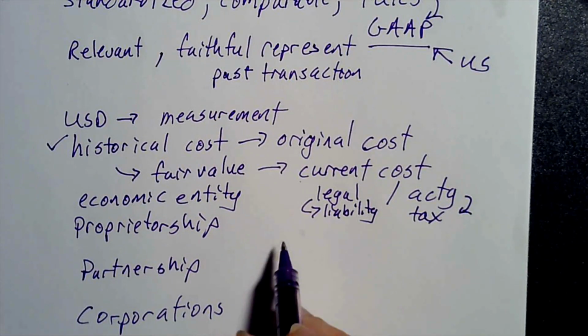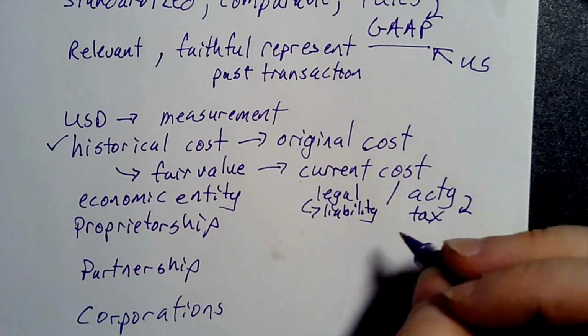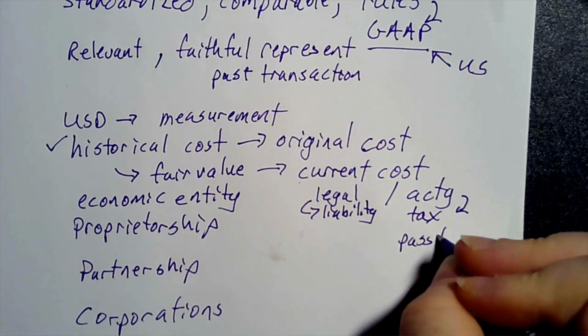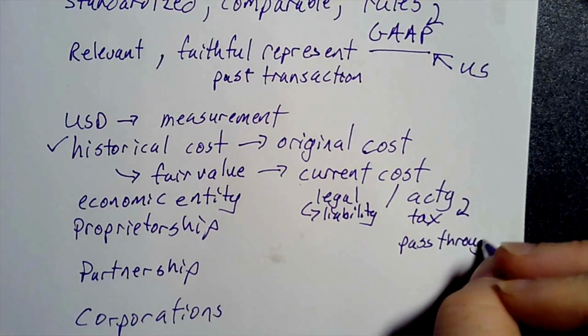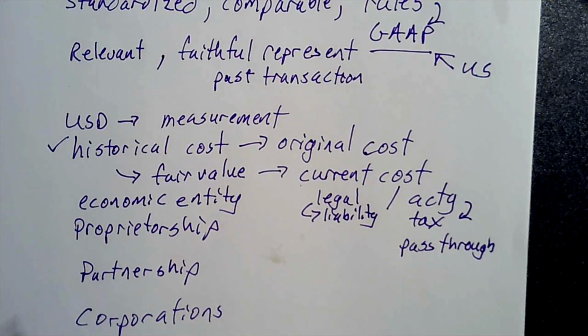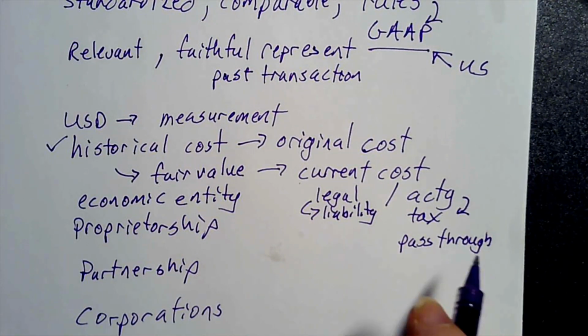So for a proprietorship, that's just one person running a company in their own name. What we have here is the tax is very simple. It's something we call pass-through. In other words, whatever the proprietorship earns doesn't get taxed at the proprietorship level. It passes through that business onto the individual's tax returns, which is a favorable thing. That makes it easy, and there are not multiple levels of taxation.